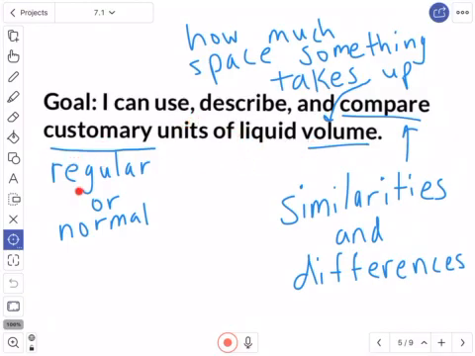And customary means regular or normal. And a unit is a way to measure something of liquid volume. And that really is how much space something takes up. And so we're going to be looking at liquid volume. In the units for liquid volume, we're going to be talking again about pints, cups, fluid ounces, gallons, quarts, all those things that we were working on yesterday.